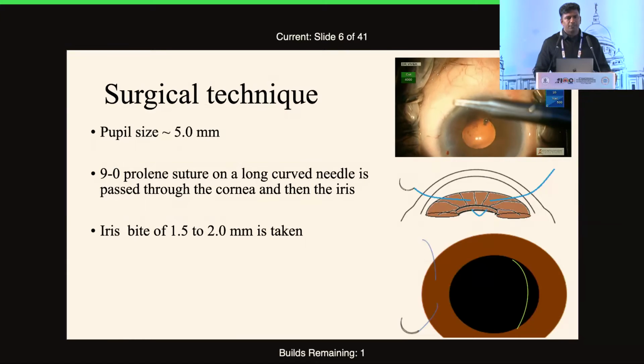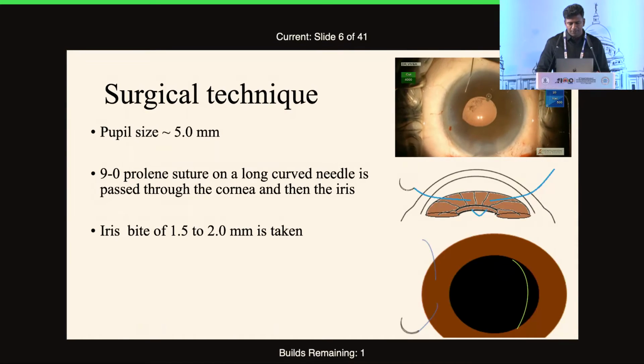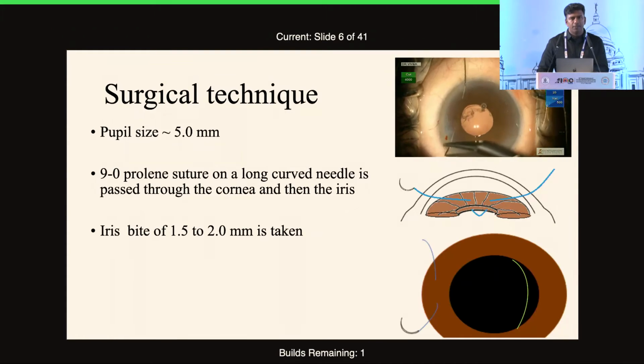So coming to the surgical technique of iris fixation, this is a single haptic fixation where, as the image describes, there is partial capsular support. On the other side, you can fix it to the iris, and the side where the support is there, you can leave the haptic in the sulcus.